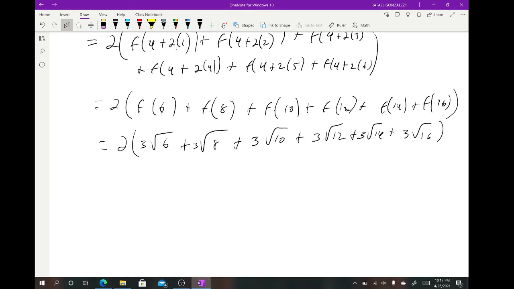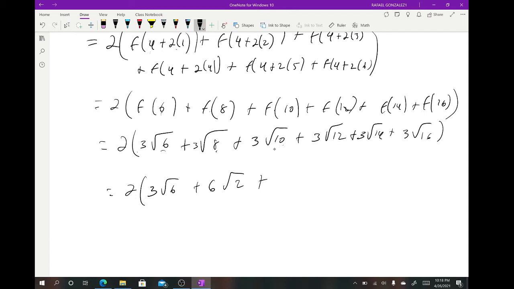We have the following. Let's see. It's going to be annoying to do. 3 times square root of 6, we could leave it as that, since eventually we're going to multiply by 2. So we could leave it as this. This is going to be the square root of 4 times square root of 2. The square root of 4 is 2, so it's 6 radical 2.